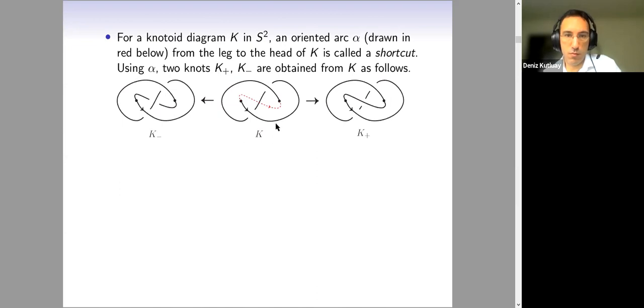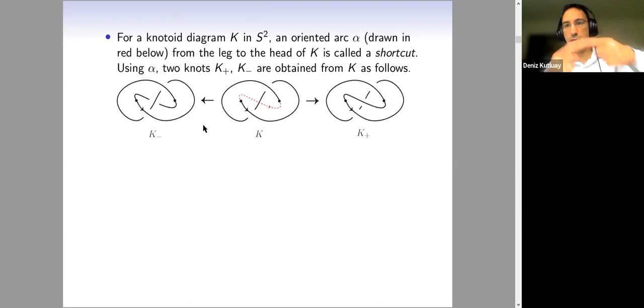By doing this operation, we obtain two knots, K minus and K plus. And these knots are well defined, by the way. It doesn't matter which shortcut you pick. You can pick many different shortcuts, but you will still get the same knot. To see this, you can imagine that shortcut, the red line here. So imagine that this is a picture on the sphere, or you are looking from the top point, and this red line is inside the sphere.